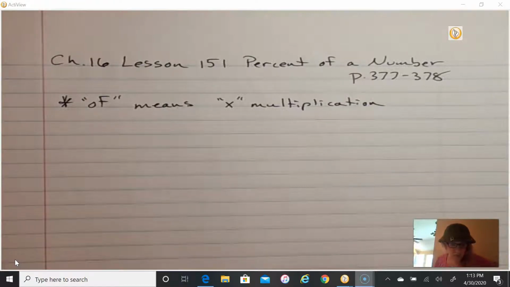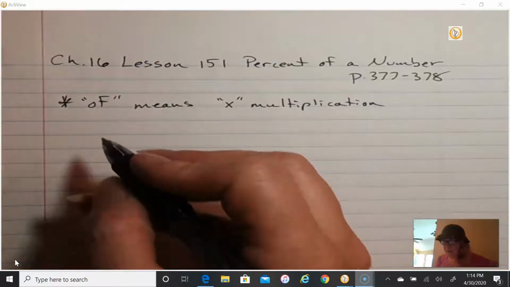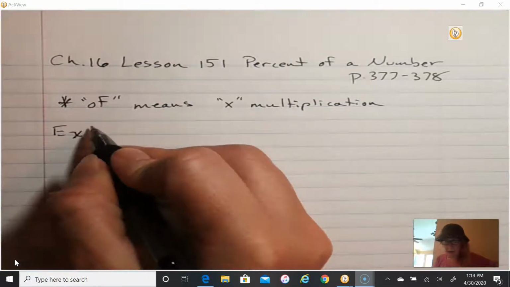Okay? So, we're going to get started, and I'm going to do a ton of examples, and then I'm setting you free because it's going to be like beating a dead horse. So let's get started. All right, here we go.